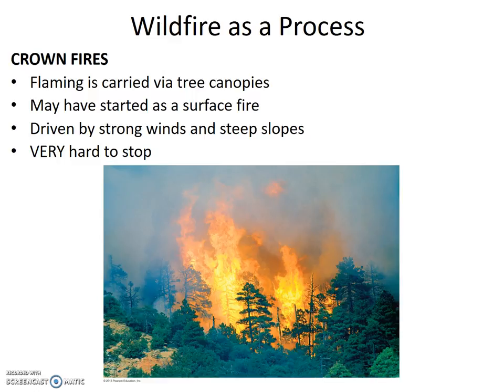Crown fire is flaming combustion carried via tree canopies. It may have started as a surface fire but climbed or jumped up to the treetops. Crown fires are often driven by strong winds and occur in areas with steep slopes, which aid in the pre-ignition phase of neighboring treetops. Crown fires are very hard to stop, very dangerous. Image is obviously a picture of a crown fire.